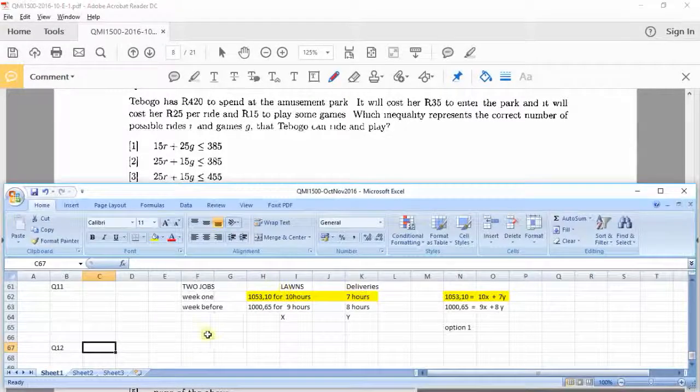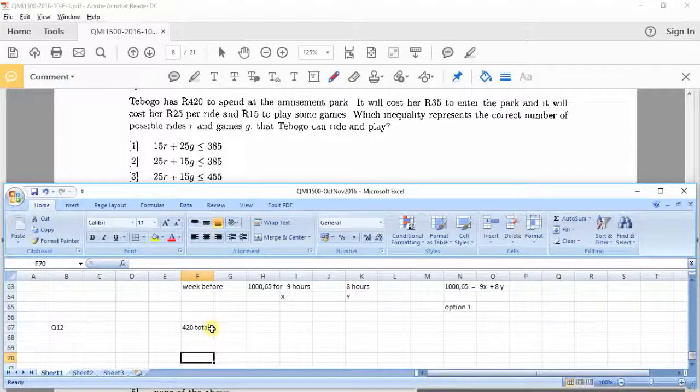Right, number 12. T has 420 to spend on the amusement park. It costs her 35 Rand to enter the park. It'll cost her 25 per ride, 15 to play games. Which inequality represents the correct number of possible rides and games that she can go on? So we need to write this down again. 420 total for the amusement park. Rides is R. So it costs her 35 to enter the park.